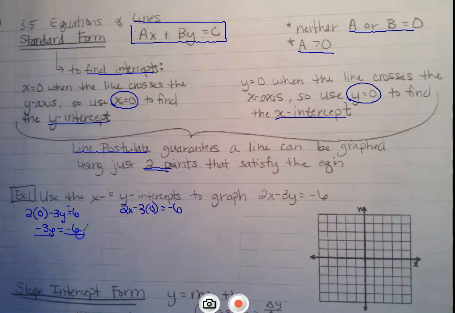Divide by negative 3. So y equals negative 6 divided by negative 3, which is positive 2. So my ordered pair, my 0 was x, so it's going to be (0, 2) is what I would graph. So 0 and then up 2. Look at that, my y-intercept.